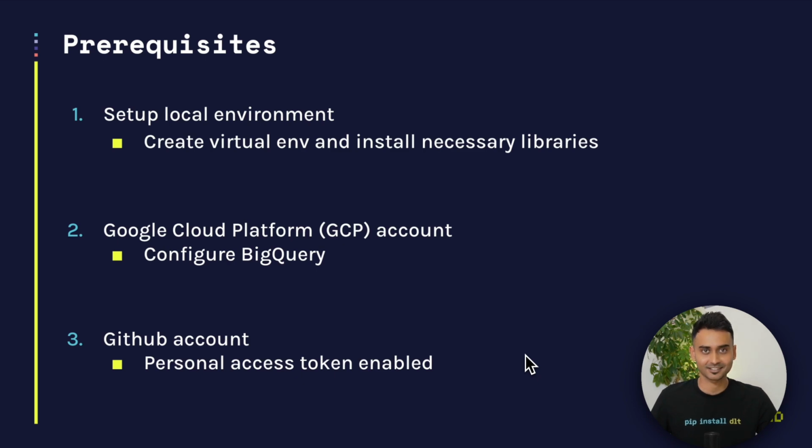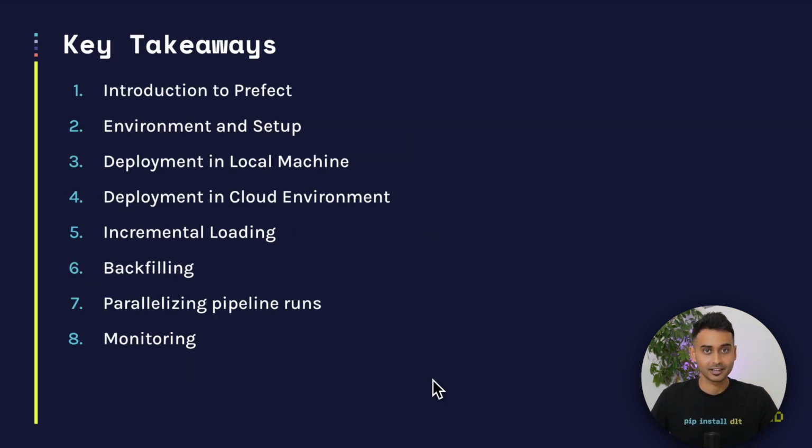Now, let's get started. Let's take a look at what we will learn in this course. Firstly, we'll go through what Prefect is and the setup needed to run it. Then we'll deploy the DLT pipeline on your local machine as well as remotely using Prefect Cloud. Then we'll look at concepts such as incremental loading, backfilling, and parallelizing your DLT pipelines. And lastly, we'll look at monitoring features offered by Prefect.